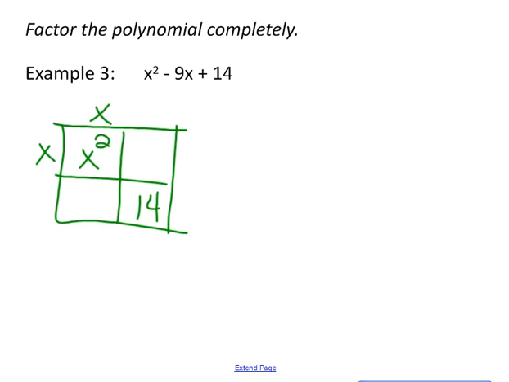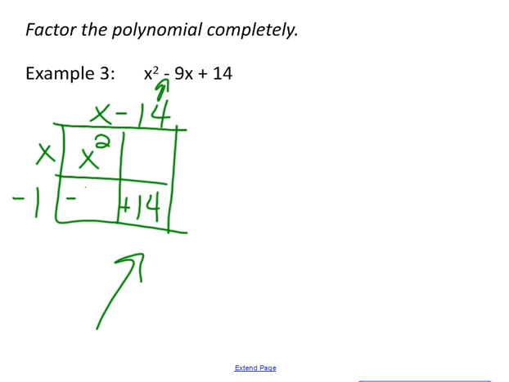Next we're going to figure out what we have to multiply to get the 14. Well, it is a positive 14. So we can either multiply two positive numbers together, or we can multiply two negative numbers together. Since the middle term is negative, it's going to be two negative numbers. I can do negative 1 times negative 14.